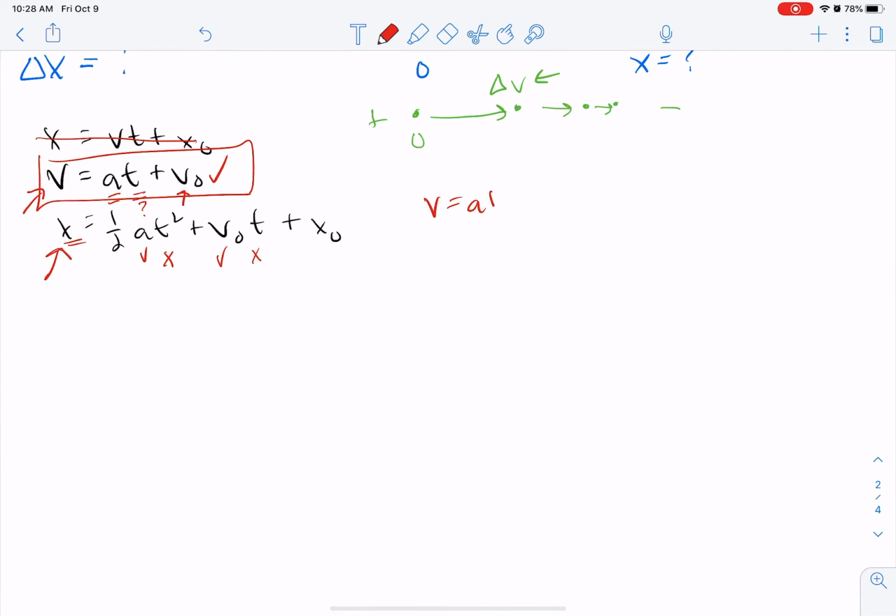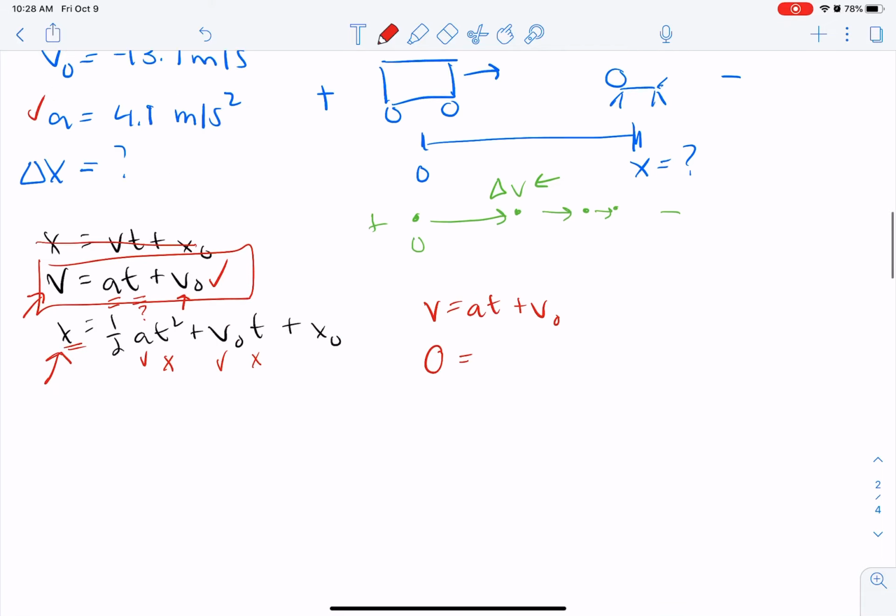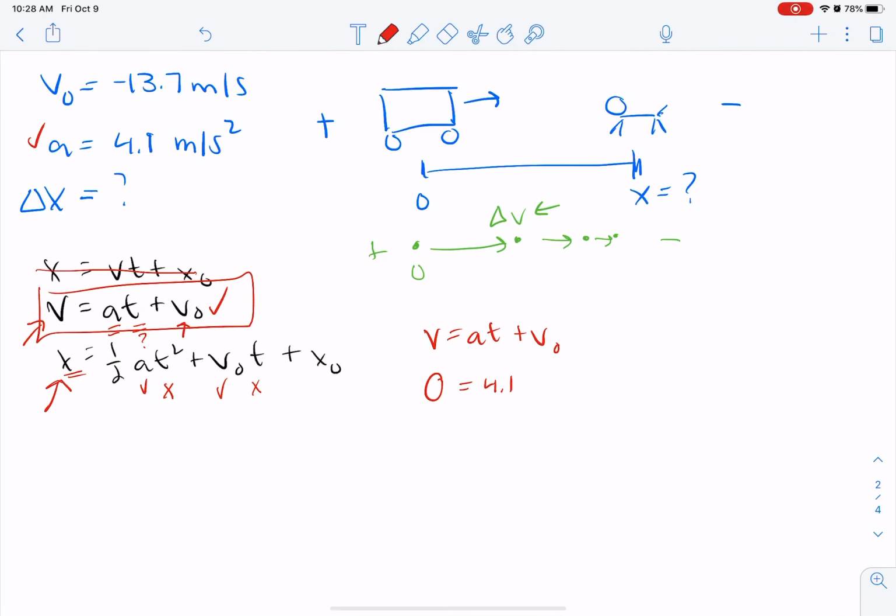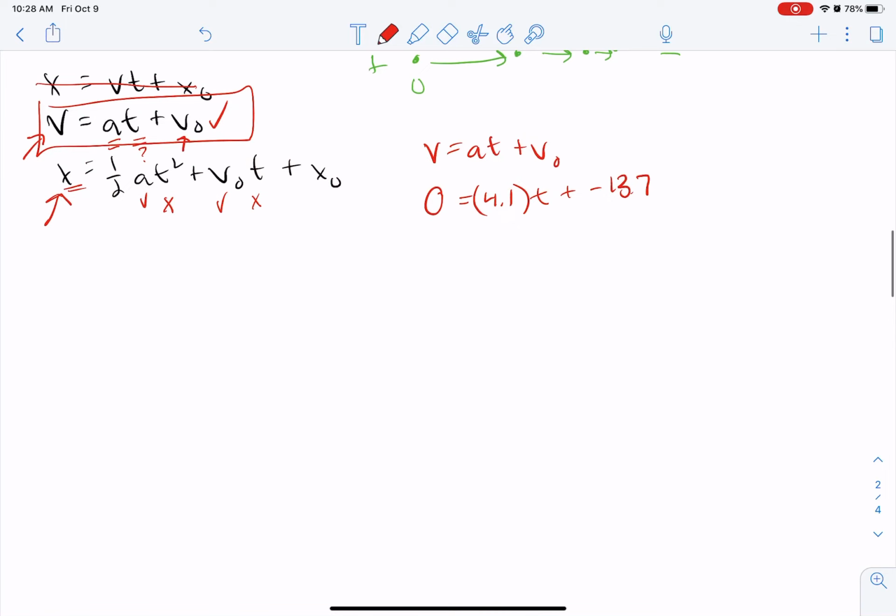So we have v equals at plus v naught. Again, if we're stopping, our final velocity is 0. We know the acceleration is that positive 4.1 meters per second squared. We don't know the time, but we know our starting velocity is this negative 13.7. So let's see if we can solve for t. Let's add 13.7 to both sides. And now we get 13.7 equals 4.1 t. I want you to try and solve this t on your own now, and then I'll solve it for you.